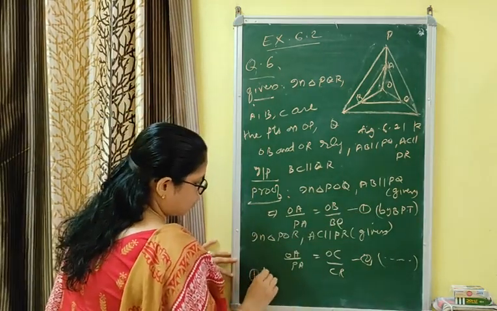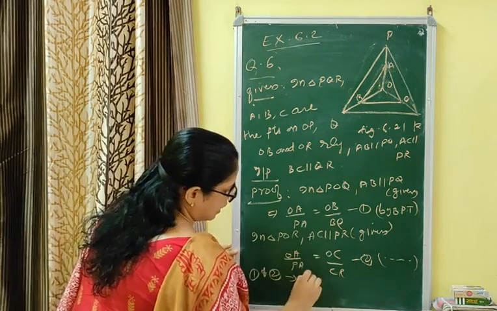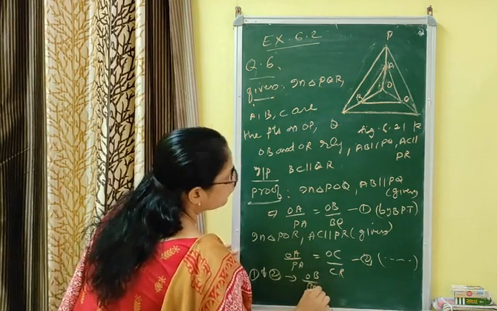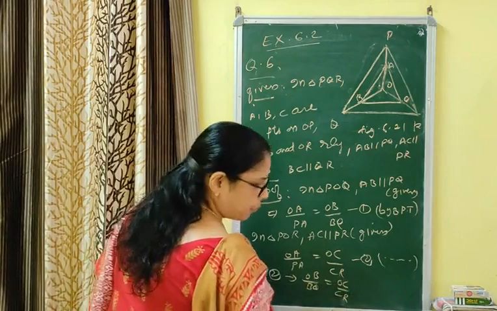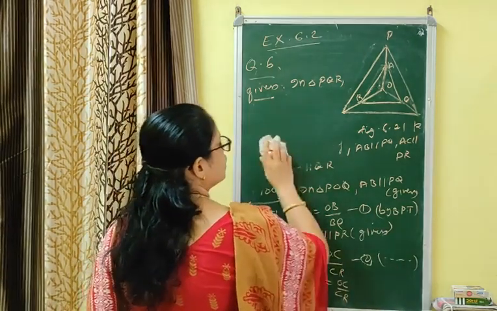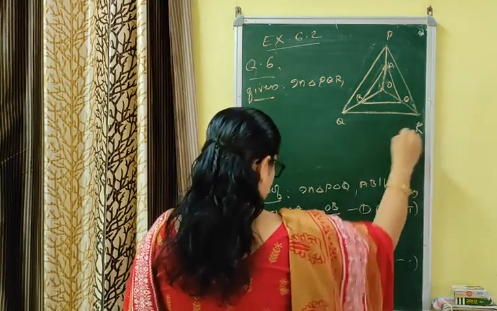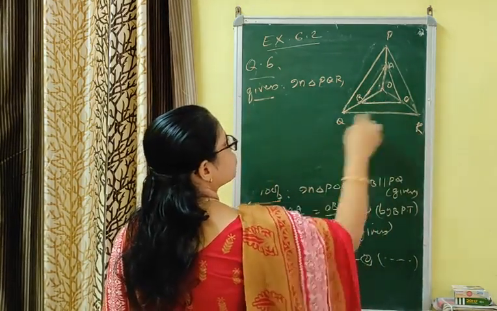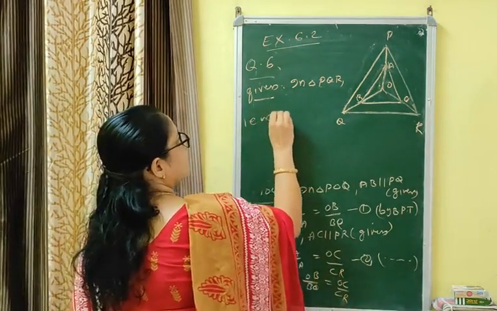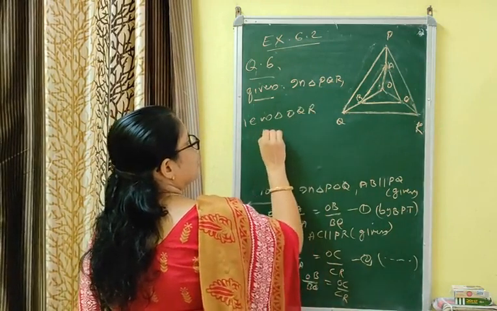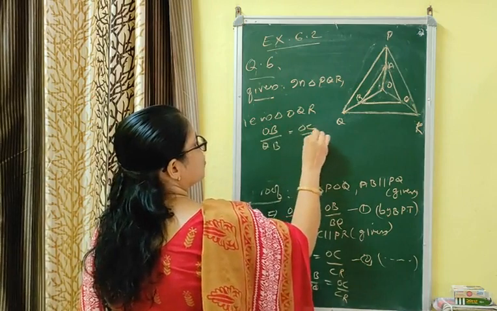Now 1 and 2 give, if you compare 1 and 2, left sides are equal so you can equate the right sides. OB by BQ is equal to OC by CR. That means what? You got OB by BQ equal to OC by CR. वो कौन सा ट्राइंगल में? ट्राइंगल OQR में. That is, in triangle OQR, OB by QB is equal to OC by CR.